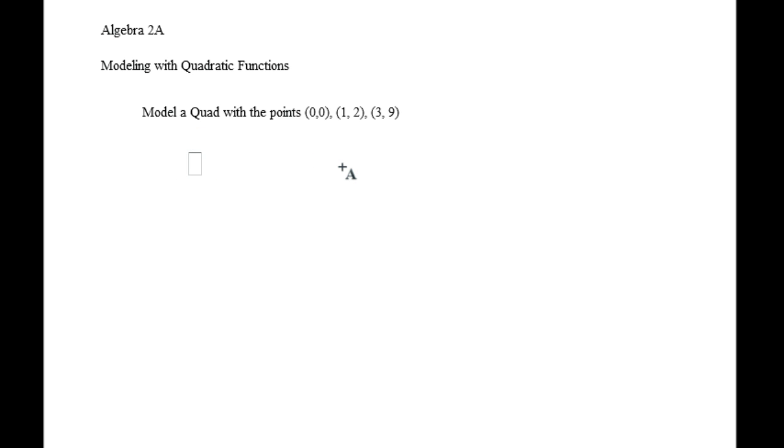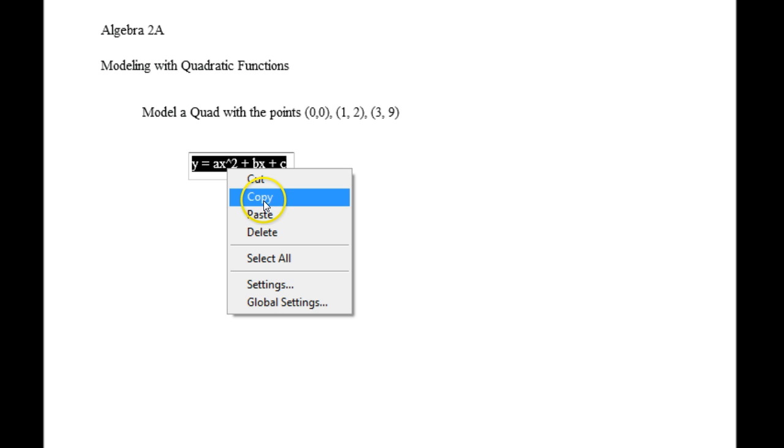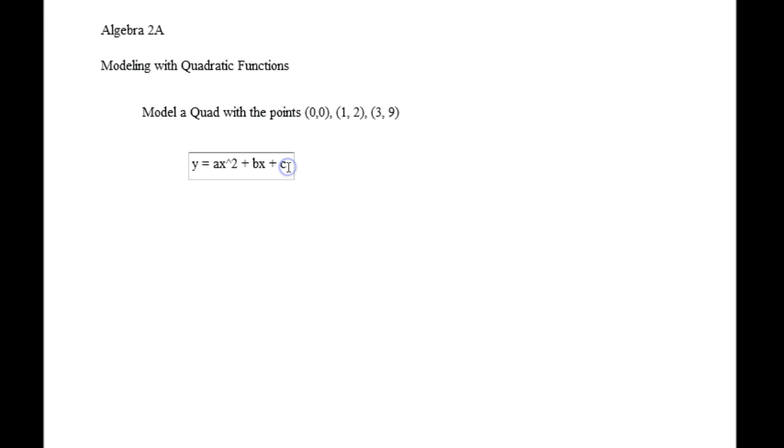Now what we're going to use is the standard form, y equals ax squared plus bx plus c. And we're going to model this. We're going to actually repeat this information 3 times. So we're going to write it out 3 times, and we're going to plug in the points for each one differently. So we do Control C, Control V.